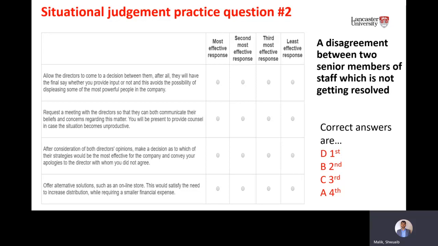The third most effective is C, which is after consideration of both directors' opinions, make a decision as to which of their strategies would be the most effective for the company and convey your apologies to the director with whom you do not agree. Now, there's two issues with C. Firstly, it's likely to not solve the conflict between the two managers. In fact, it's likely to make it worse between each other.